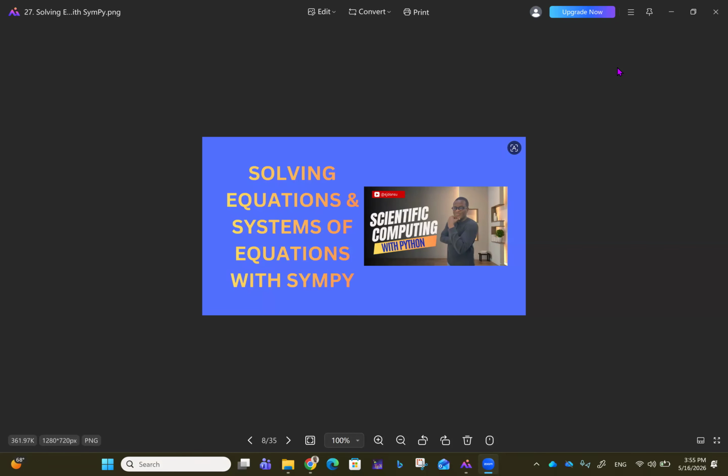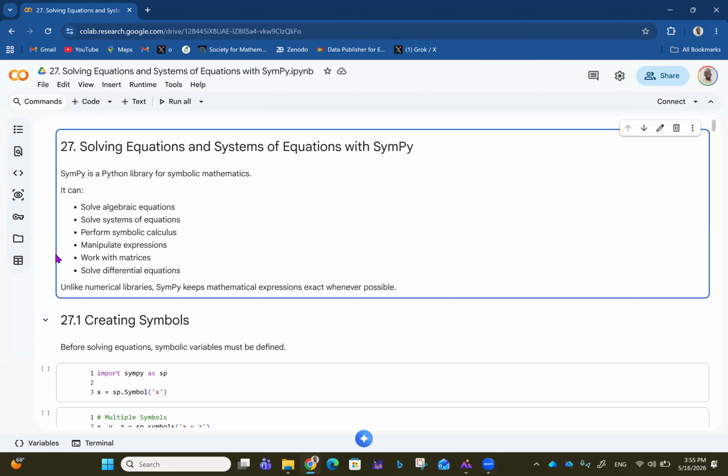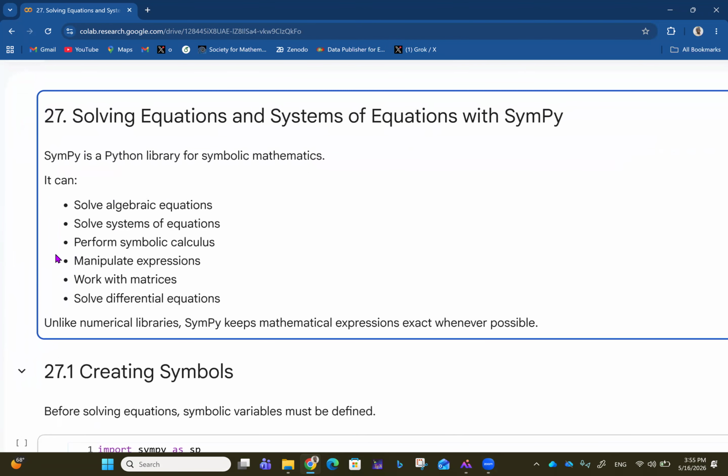We continue to explore SymPy as we look at how to solve equations and systems of equations with SymPy. Again, you remember that SymPy is a Python library for symbolic mathematics. So it can solve algebraic equations, it can solve systems of equations, it can perform symbolic calculus, it can manipulate expressions, work with matrices, and solve differential equations.